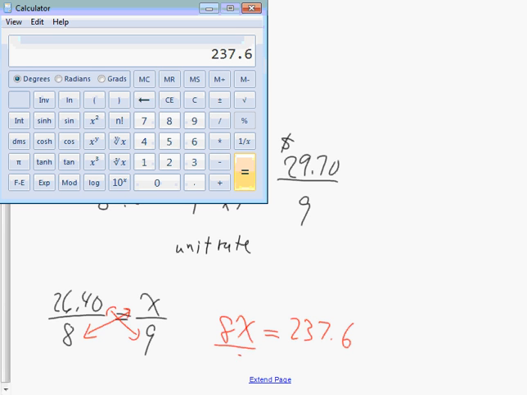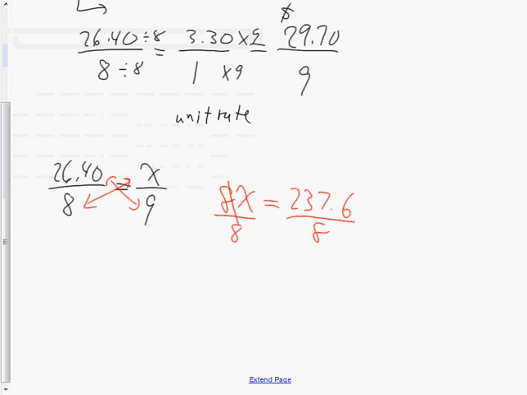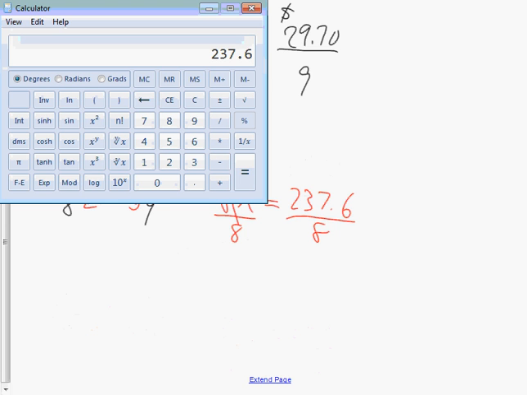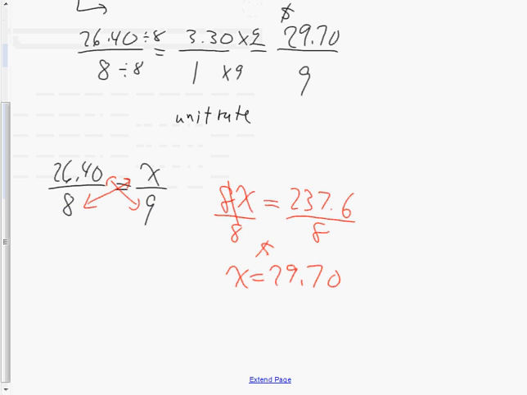If I wanted to solve it, I have just one step. If I isolated it by dividing both sides by 8, take my calculator up here again, so 237.6 divided by 8 equals, x would equal 29.7, or $29.70, which is the answer I got using the unit rate method. But I like using it because it really makes less work for you, because it works every time, and it just makes less computations.